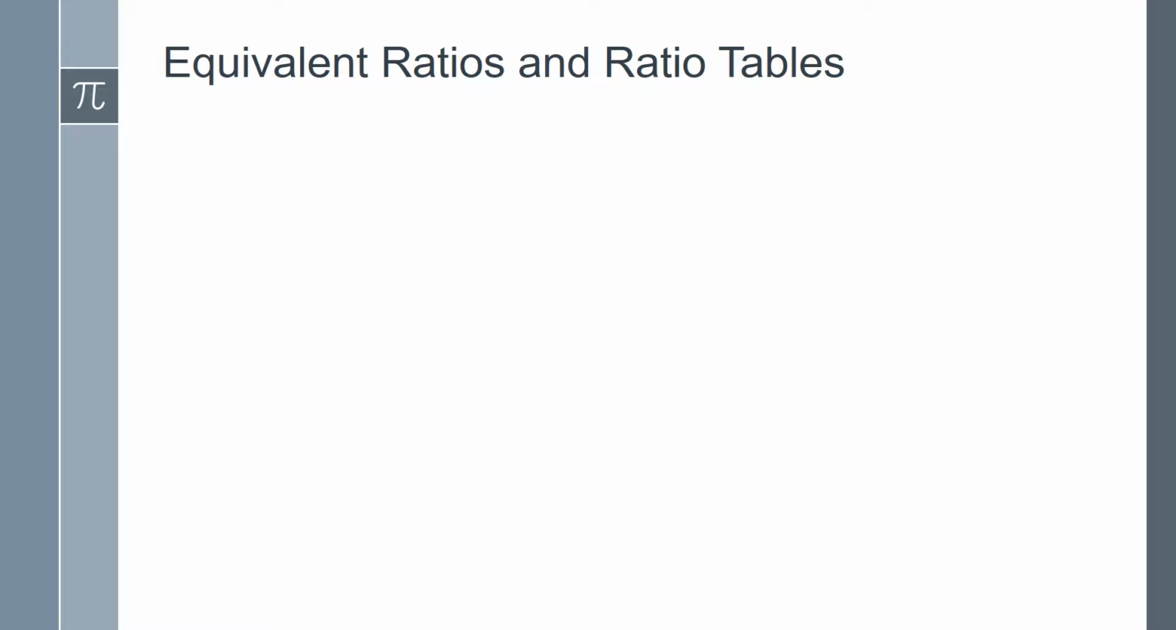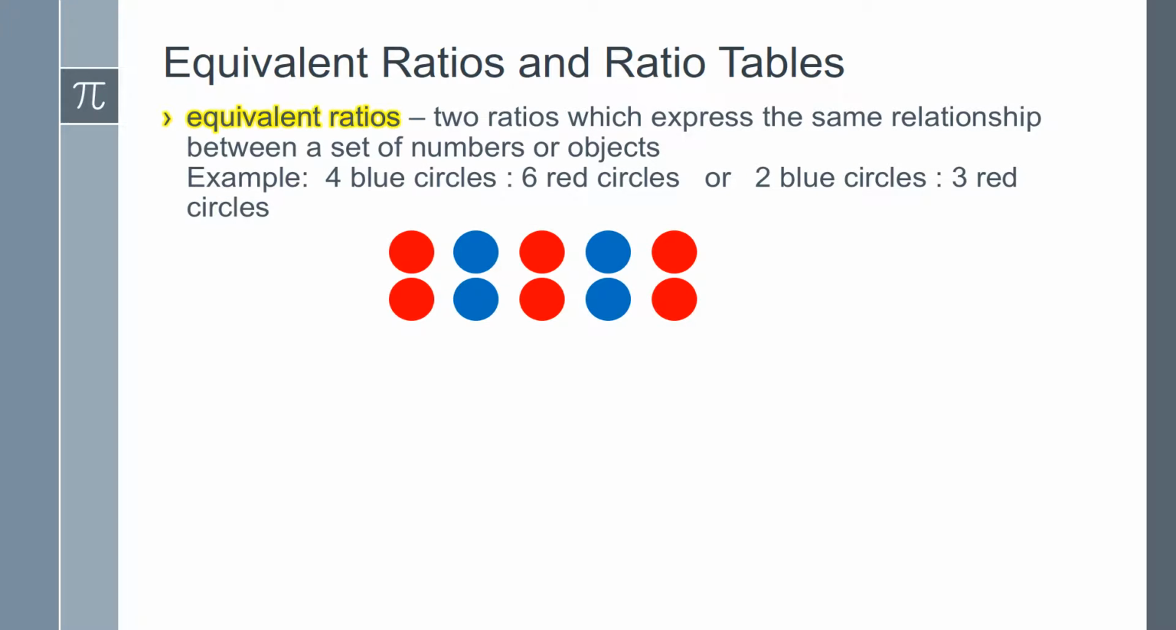First, we need to discuss what equivalent ratios and ratio tables are. Equivalent ratios are two ratios which express the same relationship between a set of numbers or objects. For example, in the picture below, there are 4 blue circles to 6 red circles. Or we could say that there are 2 blue circles for every 3 red circles.